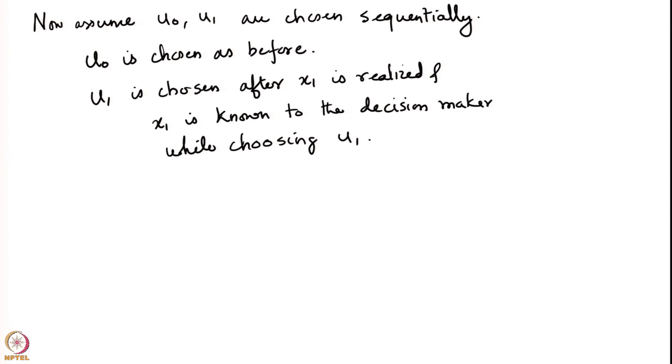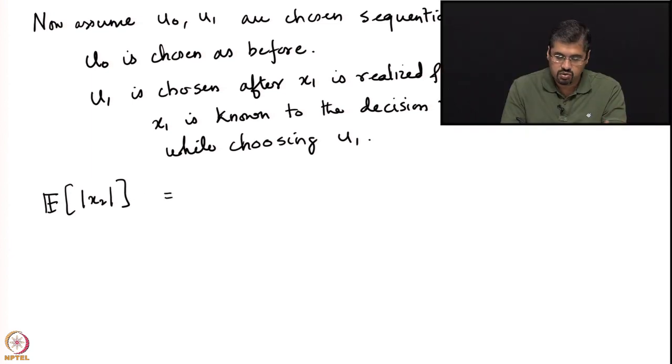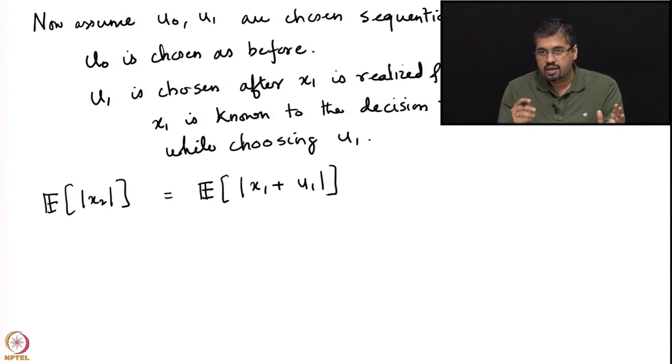Let's try to think of what the optimal thing to do is. So again, let me write out the expected value of this, which is equal to, x2, remember, was x1 plus u1. So the expected value of x2 is x1 plus u1. Now, x1 is known to me when I am choosing u1. Okay? x1 is known to me when I am choosing u1. So, what should I take u1 as in order to minimize this particular expression?